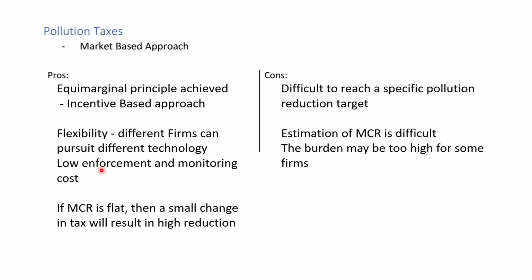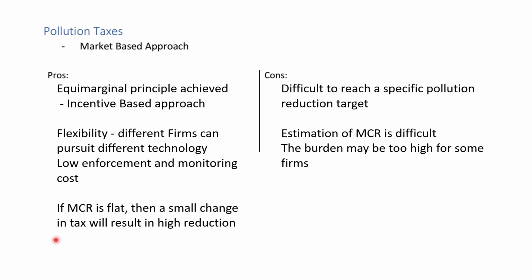Now, flexibility. The government charges the tax. The government does not mandate which technology or which method the firms have to use to reduce the pollution. That allows flexibility. So say some firm might be able to reduce pollution more efficiently using one method over another. It does not require the regulatory agency to know that information. So each firm can be flexible.